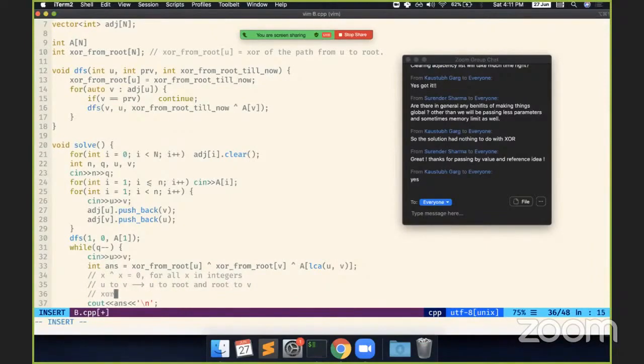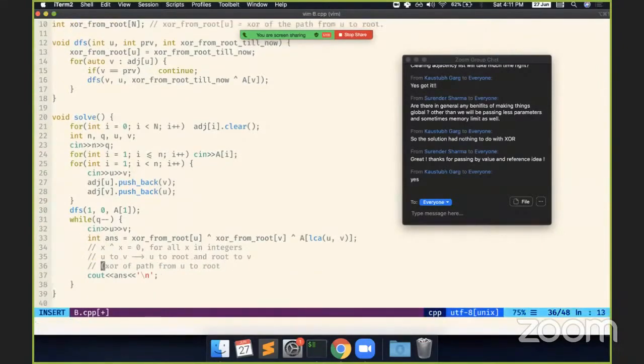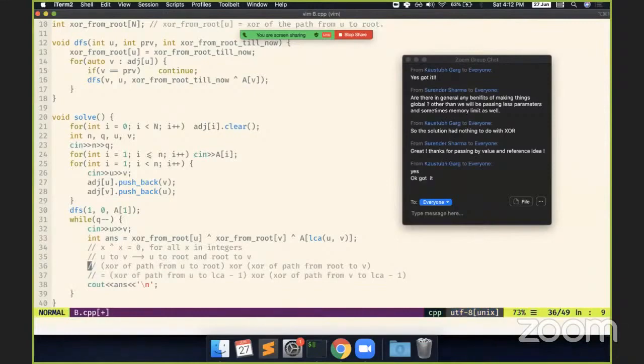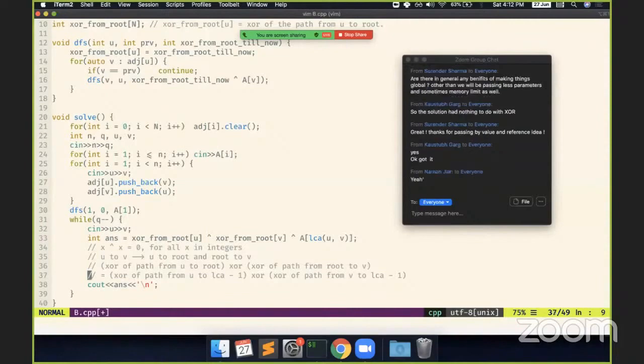Now the XOR of the path from U to root, when XORed with the XOR of the path from root to V, a lot of stuff cancels out and it becomes the XOR of the path from U to LCA minus one, XOR the path from V to LCA minus one. Do you get this idea? Everything above the LCA cancels out with itself. Let's say the LCA is node 7 and above it there are 5 nodes till the root. Then all those just cancel out their XOR values, including the LCA. The LCA also cancels out its XOR value.